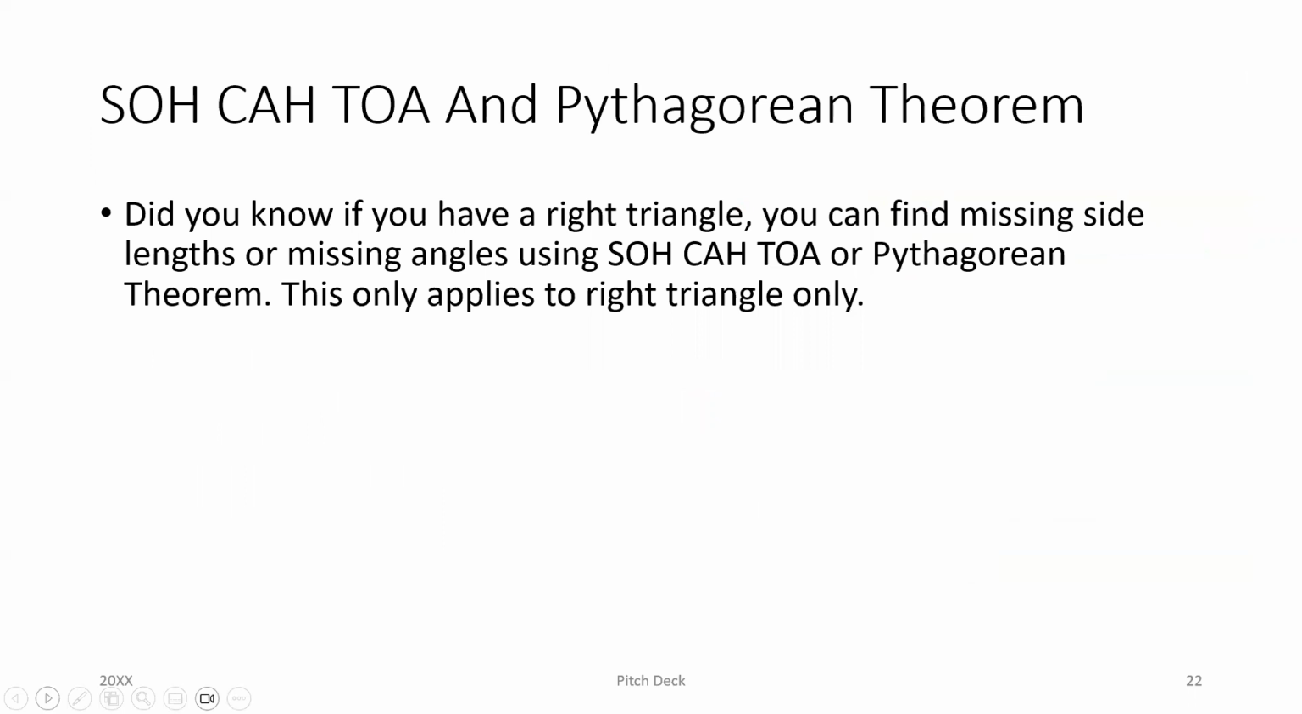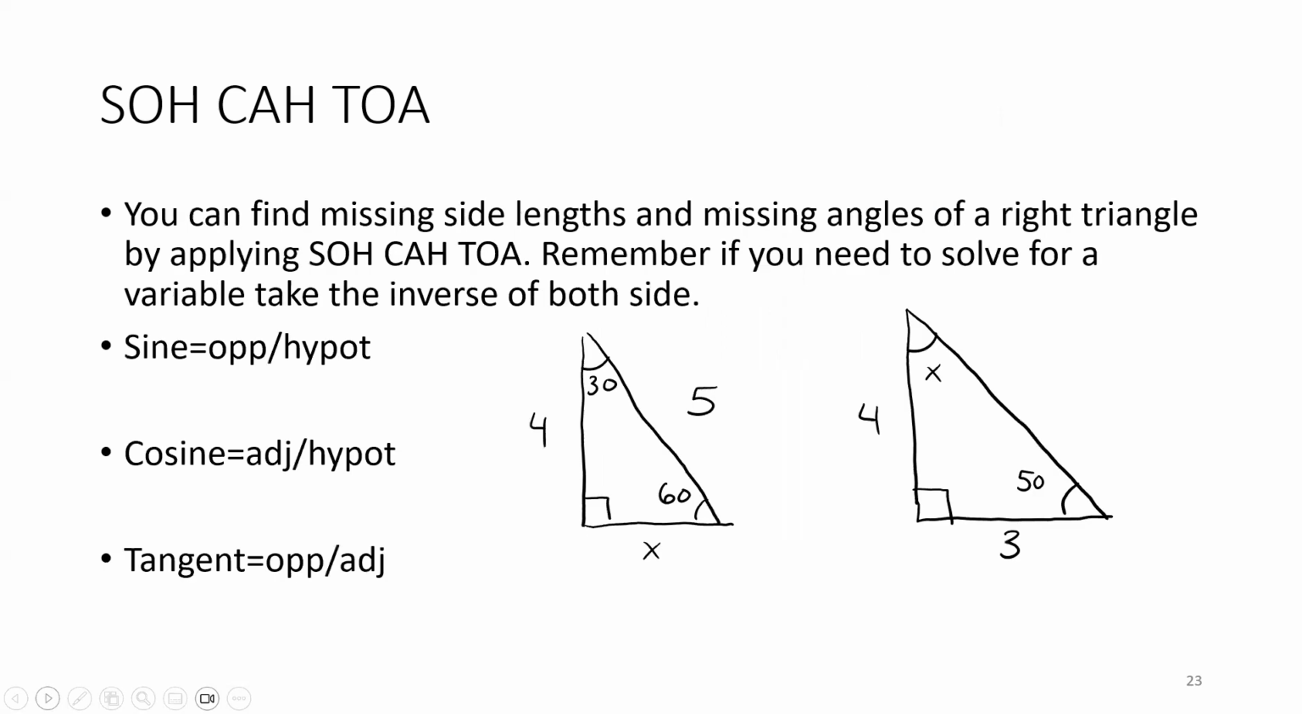Did you know that if you have a right triangle, you can find missing side lengths or missing angles using SOHCAHTOA or the Pythagorean theorem? This only applies to right triangles. You can find missing side lengths and missing angles of a right triangle by applying SOHCAHTOA. Remember, if you need to solve for a variable or the angle, take the inverse of both sides.